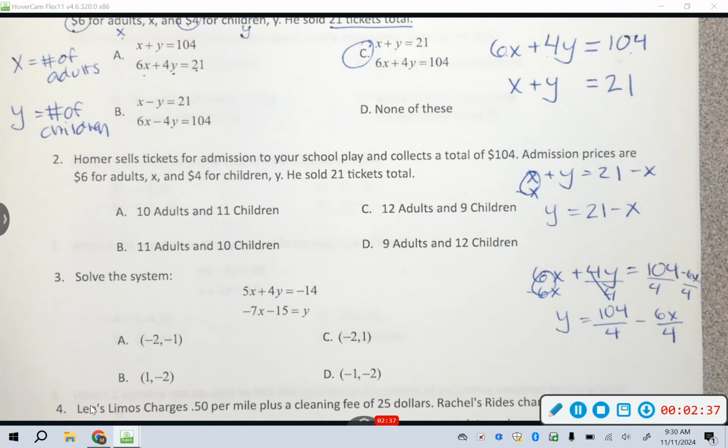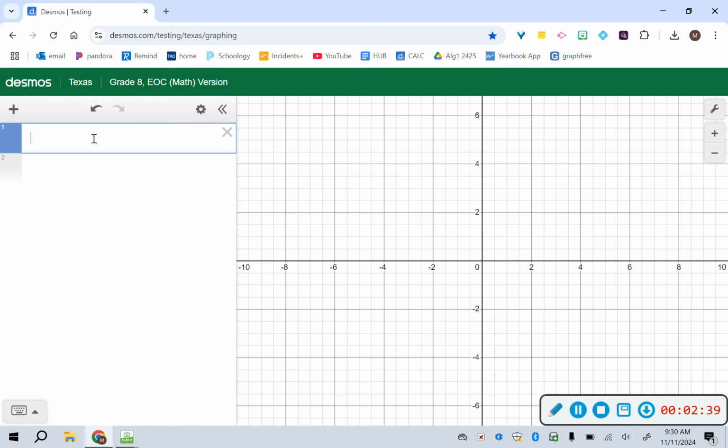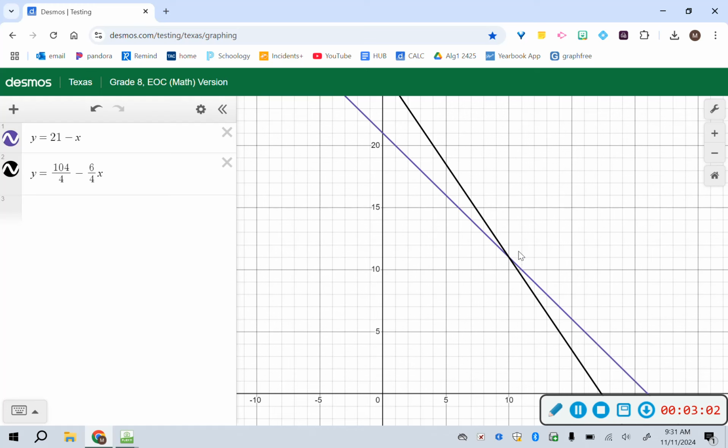So I'm going to come to my calculator, and I'm going to type them in. So I have Y equals 21 minus X. And then I have Y equals 104 over 4 minus 6 over 4x. Okay, and I have to find where they touch. So I don't see them. Zoom out, and here's where they touch. So my answer is 10, 11.